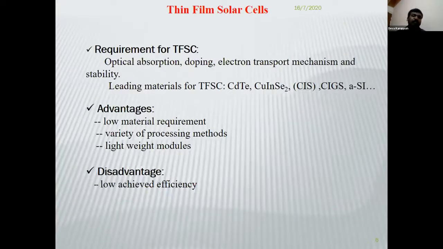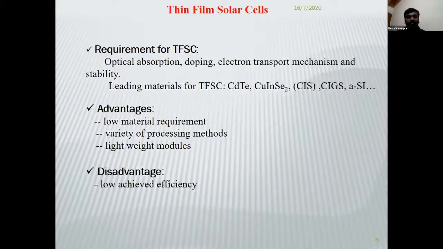So for a thin film solar cell, the requirements are optical absorption and doping. Doping can enhance the electrical properties, by adding some impurity atoms into the host material. So electron transport mechanism as well as stability of the material should be good for a thin film solar cell. And there are leading materials for making thin film solar cells, like cadmium telluride, copper indium selenide, copper indium gallium selenide, and amorphous silicon.